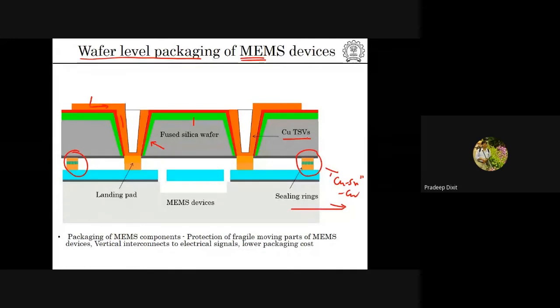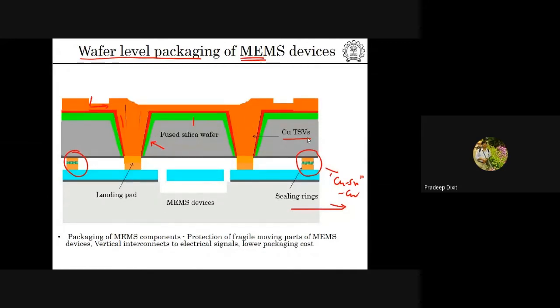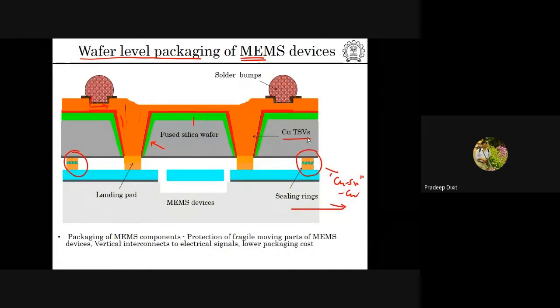Now after that you can do a complete filling, and you can make the solder bumps and so on. So this part is known as MEMS fabrication, and everything else is known as packaging. Packaging means bonding. So this bonding activity, the formation of these through substrate vias, through glass vias, making this kind of interconnection, all these activities come under the packaging area.